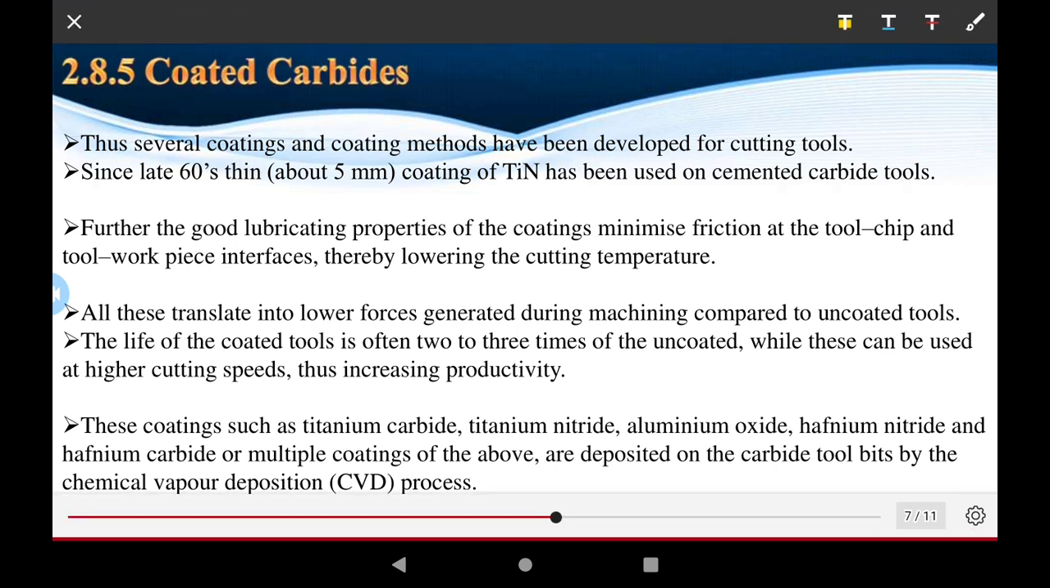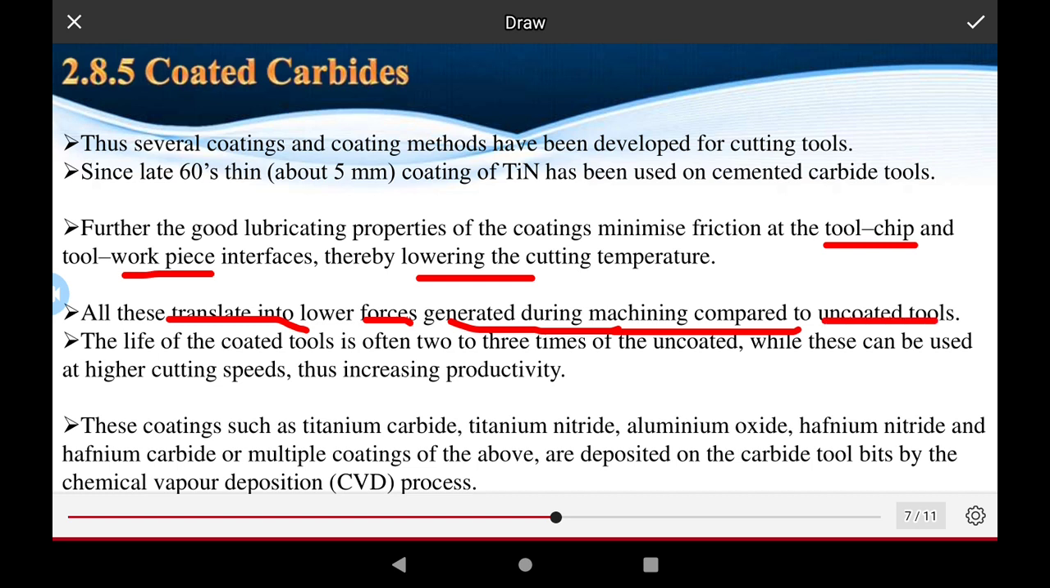At the tool tip, the tool chip and tool workpiece interfaces reduce the cutting temperature. All this translates into lower cutting forces and lower heat generated during machining compared to the uncoated tool. The life of coated tools is two to three times that of uncoated tools, and they are used for higher cutting speeds, which increases productivity in industry.